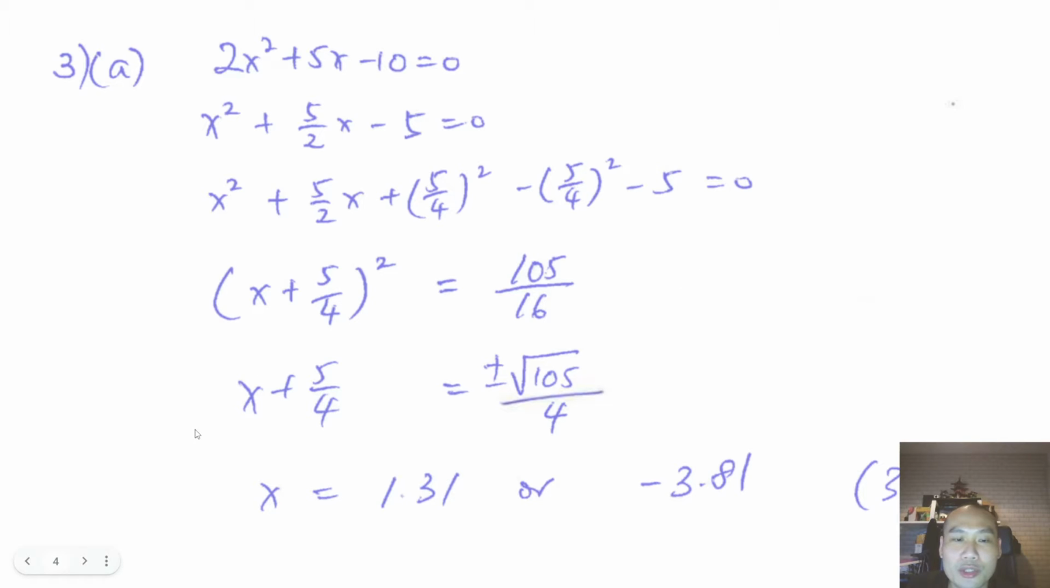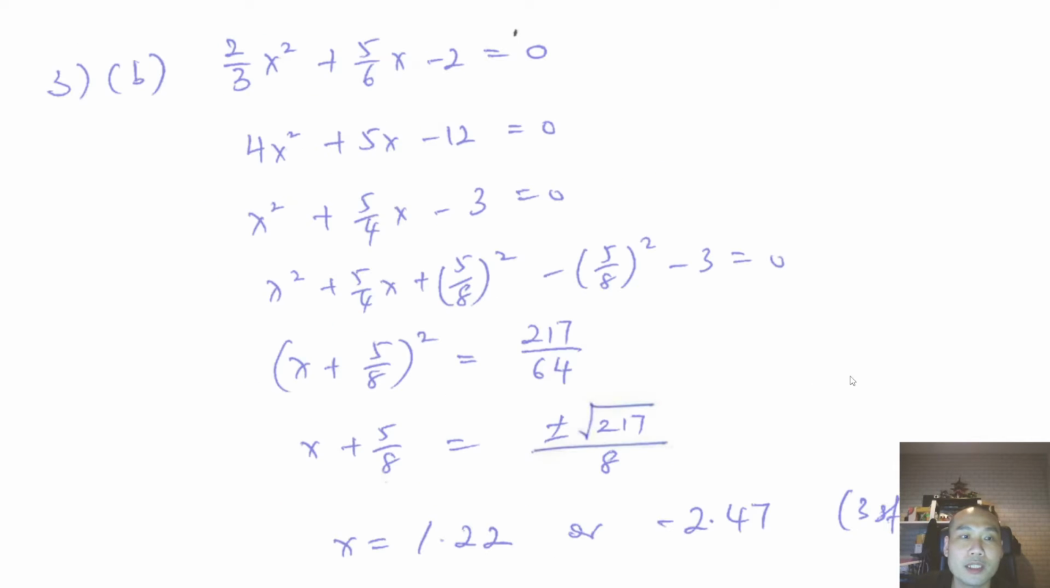Okay, so I square root it. So I have plus minus square root of 105. Now, square root of 16 is 4, so I can write that as 4. It looks a bit neater. Then after that, I'm going to minus 5 over 4. So once with the positive, once with the negative, to three significant figures, x is 1.31 or negative 3.81, right?